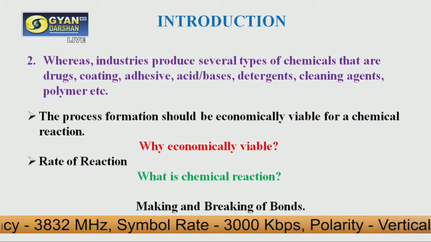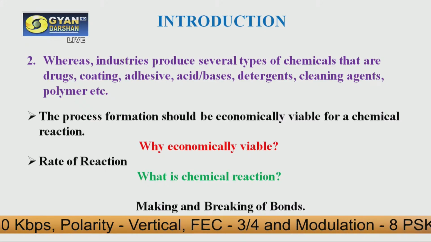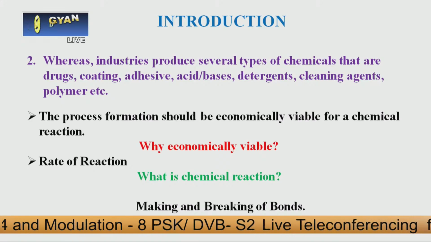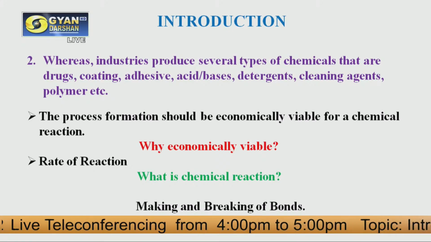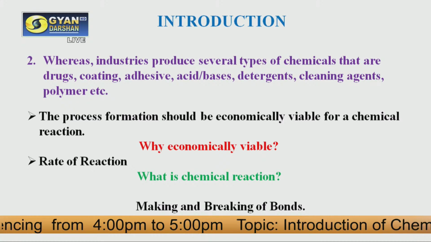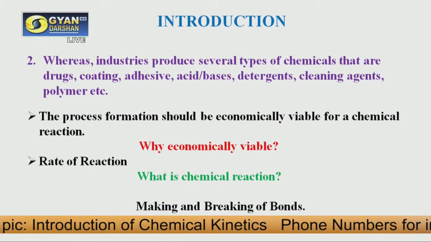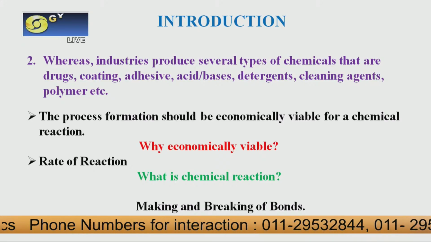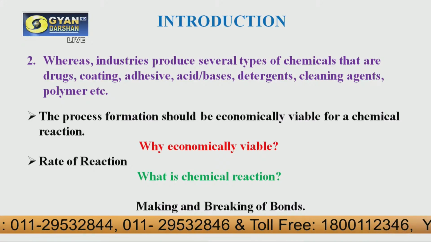Now, industries produce several types of chemicals: drugs, coatings, adhesives, acids and bases, detergents, cleaning agents, and polymers. They are all industry products. These processes should be economically viable for a chemical reaction. Why economically viable? Because they want to maintain the supply chain. They want to produce more and more in very little time, so they should maintain the rate of the reaction. Why? If the rate increases, production will increase and the supply will go on.